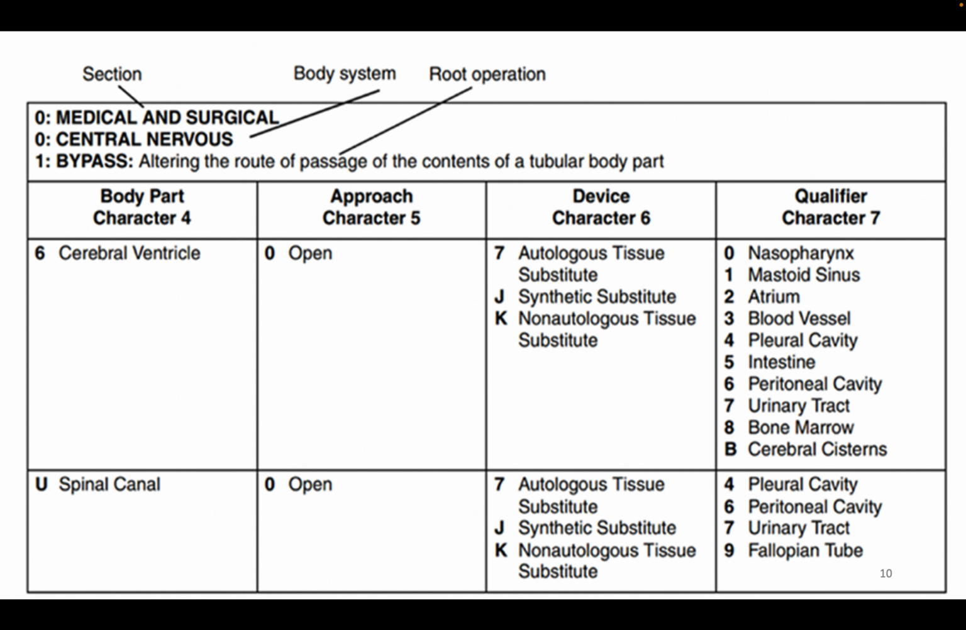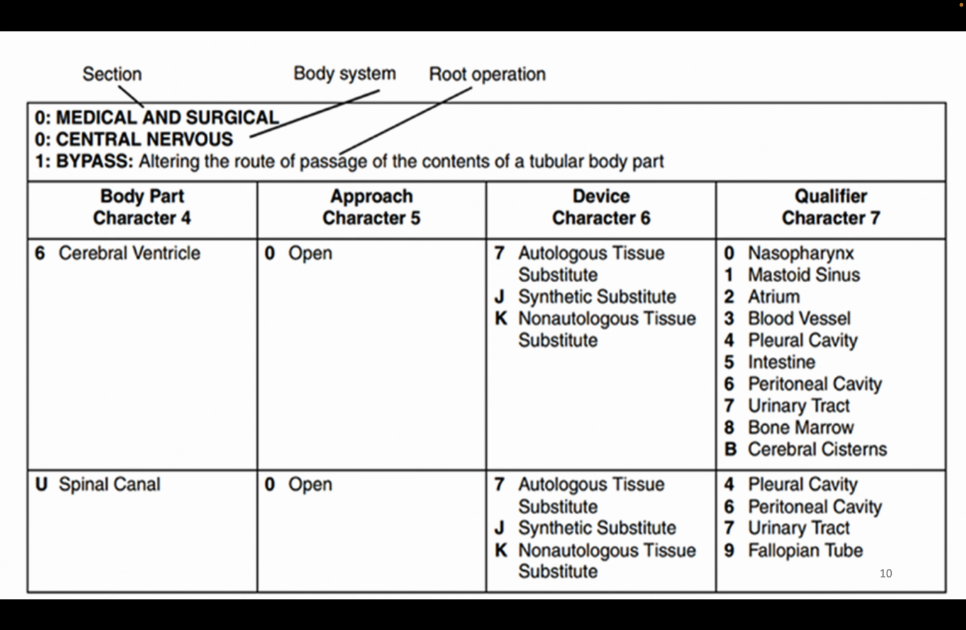We're going to do a medical surgical section. Next is our body system. It's a 0. We're going to do central nervous system. Next, our root operation, we're going to do a bypass, which is a 1. Bypass is altering the route of passage of the contents of a tubular body part.